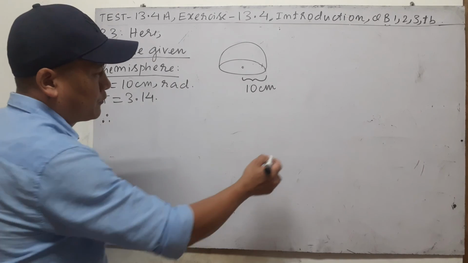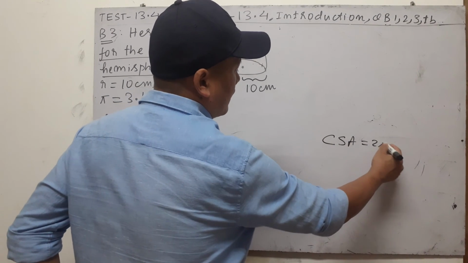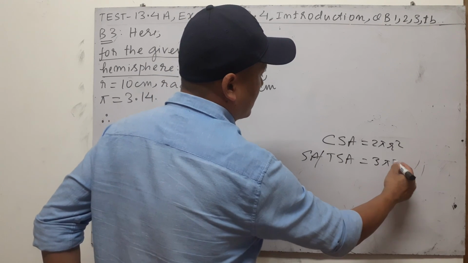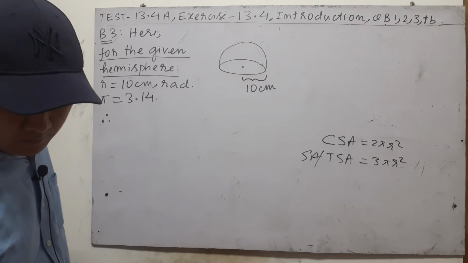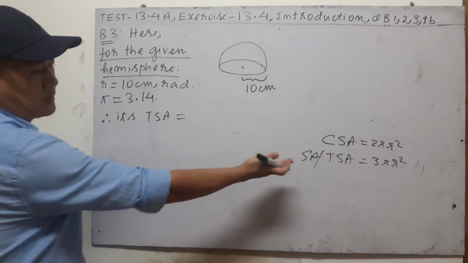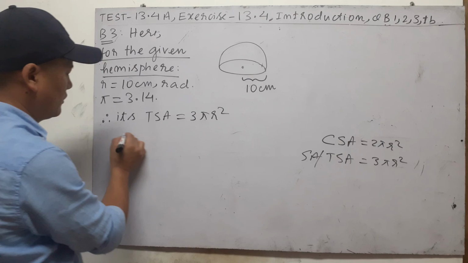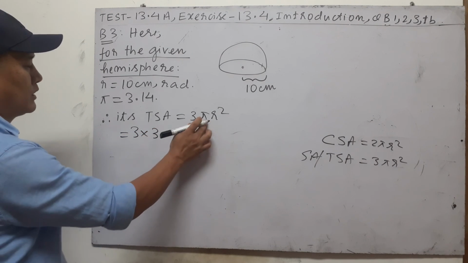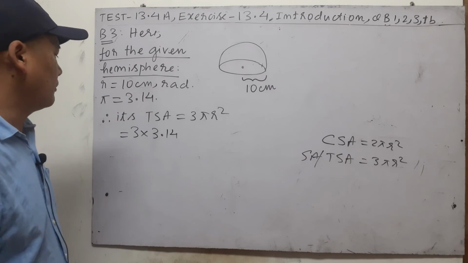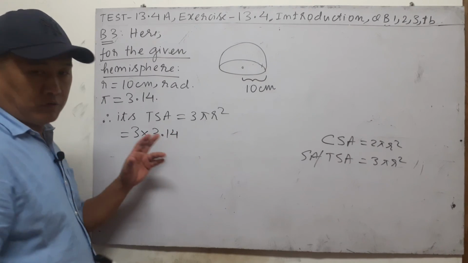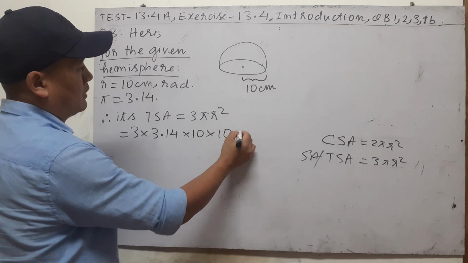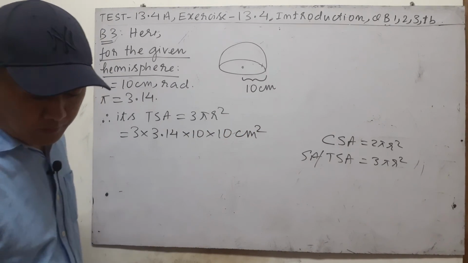total surface area of hemisphere. We know the curved surface area of hemisphere is 2 pi r square, and total surface area or surface area is 3 pi r square. So here question is saying the total, so it's total surface area, which means the surface area only is 3 pi r square. So that will be 3 into pi, be careful, it's given 3.14. So we shouldn't use 22/7 when it's given. We should use the specified value of pi given in question. If it's not specified, we use 22/7. 3.14 into r is here 10, so 10 into 10, and then area means 2-dimensional, so centimeter square.